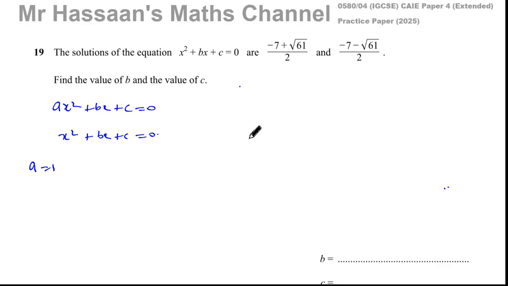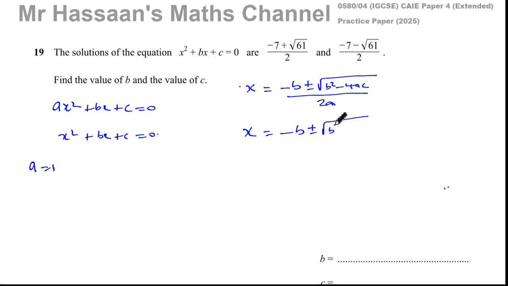Now, we know the quadratic formula is x equals minus b plus or minus the square root of b squared minus 4ac, all over 2a. Now we know a is equal to 1, so we can write this as x equals minus b plus or minus the square root of b squared minus 4c, over 2. Because we know a equals 1. So now we can compare these with this.